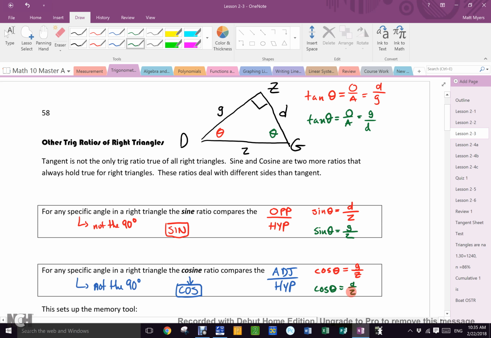D over Z. Now please notice something. The sine of one of the angles equals the cos of the other angle. So the sine of one angle equals the cosine of the other angle, which makes sense because they're all related, because they're all in the same triangle. Is everybody cool? All right.